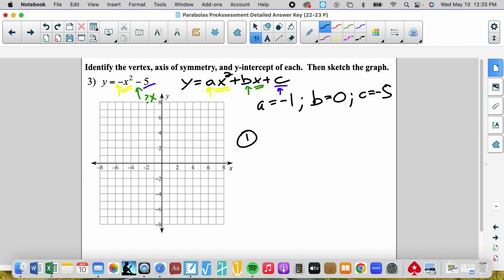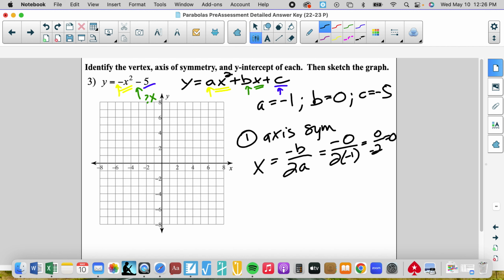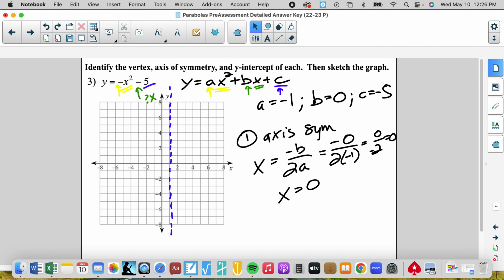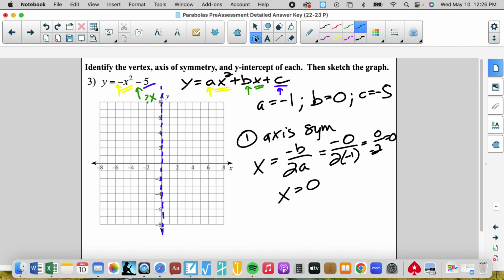Let's find, not the vertex, the axis of symmetry. This is going to be a little bit different on the values we get. It's the opposite of b. Well, my b is 0. 2 times my a, which is -1, I get 0 over -2, which equals 0. So my axis of symmetry is x equals 0. If we look at this, where is x equal to 0? Right on the y-axis.